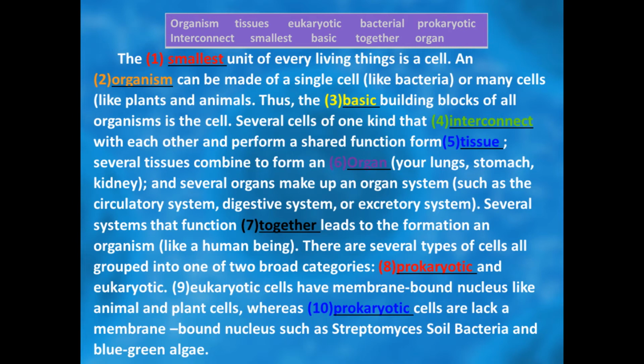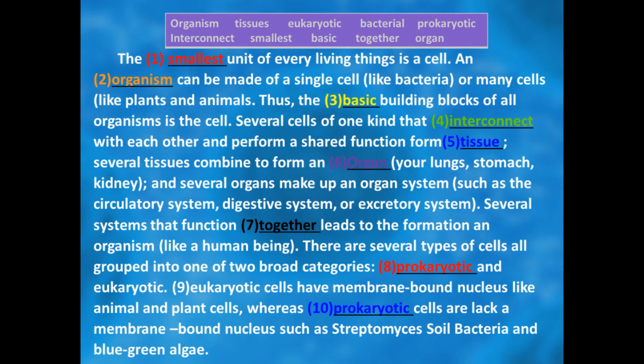4, interconnect. Several cells of one kind that interconnect with each other and perform a shared function form number 5, tissues. 6, we have organs. Several tissues combine to form an organ, your stomach, heart, or brain, and several organs make up an organ system, such as the digestive system, circulatory system, or nervous system. For number 7, we have together. Several systems that function together form an organism like a human being.